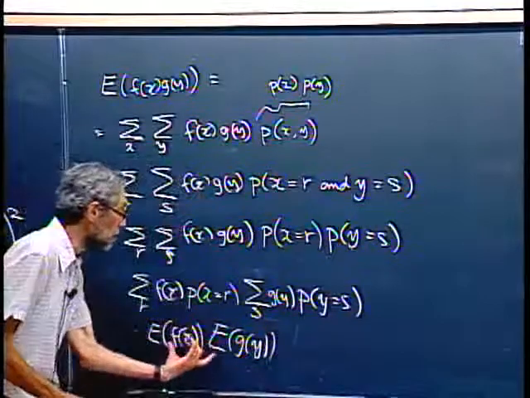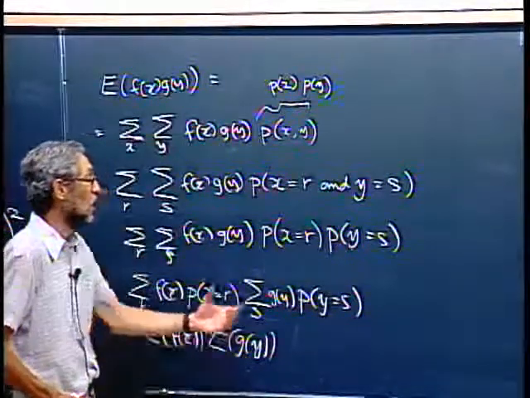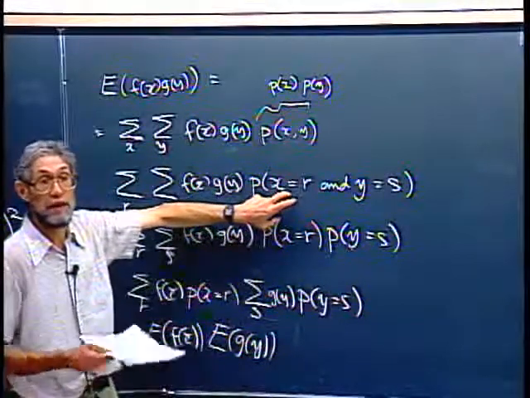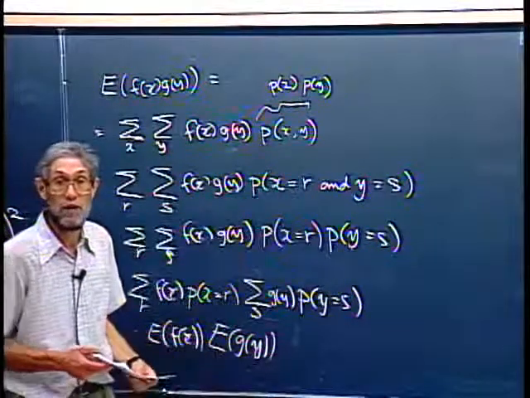So, but to prove that the expectation of the product is the product of the expectations, I really needed this independence. It's not true in general. I think I gave you an example last time where they're not independent and everything comes out wrong.